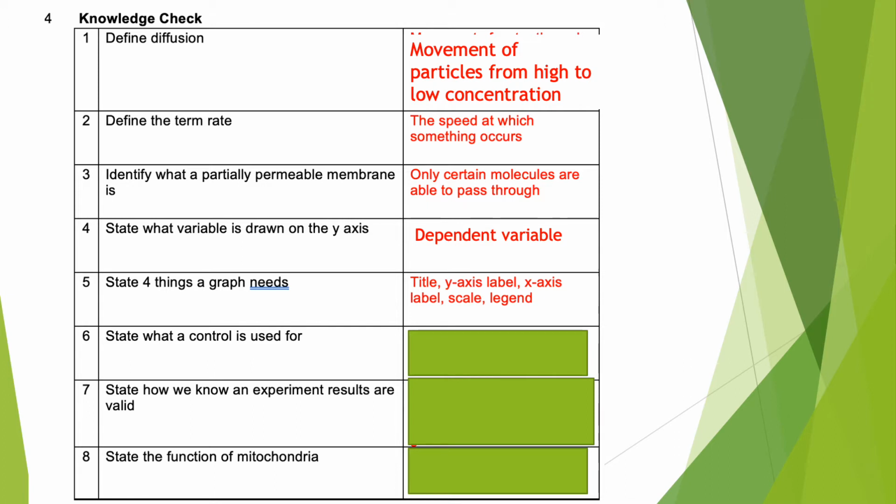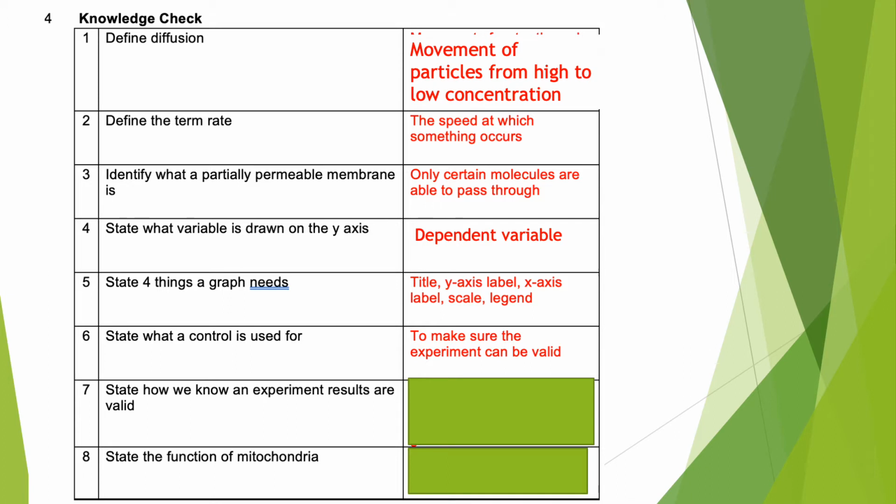Number 6, state what a control is used for. So this is referring to a control variable, and we talked about this last lesson, and it's basically you use a control to make sure that the experiment can be valid. All right, without a control, it loses a bit of credibility, and you're not really sure if your experiment actually is telling you the truth.